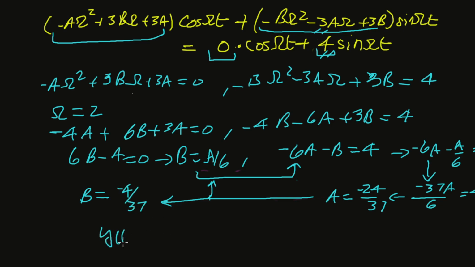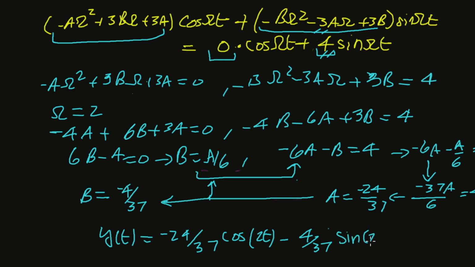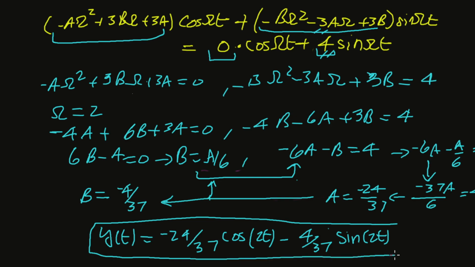Alright, so now we found a and b, so we can just put them in the given solution here. And omega is 2. So as you see in this example, we have everything.